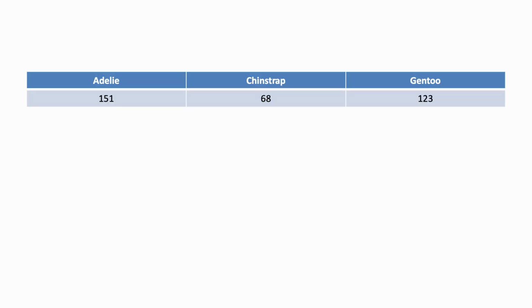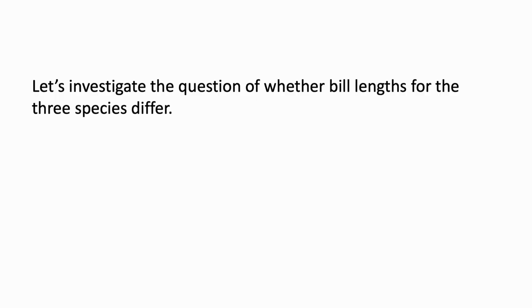There's 151 Adelie. That makes them the biggest group. Chinstrap is the smallest with 68, and gentoo has 123. So they're uneven-sized groups. So let's investigate the question of whether the bill lengths for the 3 species differ. And in doing this, we're going to build our way up to using box plots.